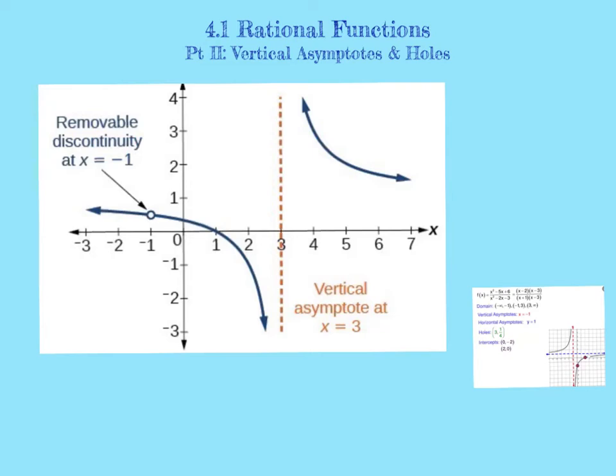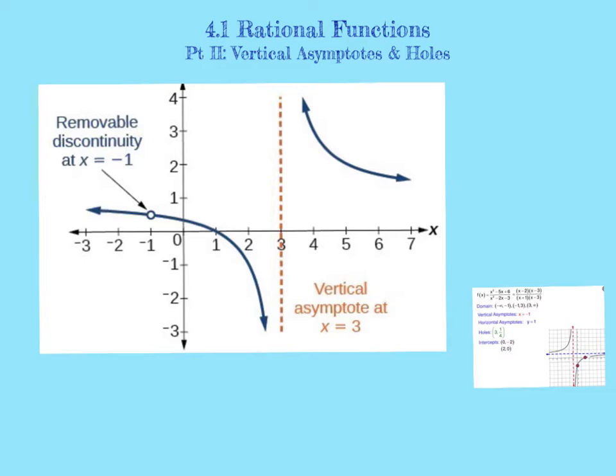In part 2 of our study on rational functions, we will explore vertical asymptotes and holes. They are related in a sense that they are both values that make our denominator 0, but they are different in how we can algebraically factor and cancel our rational function.